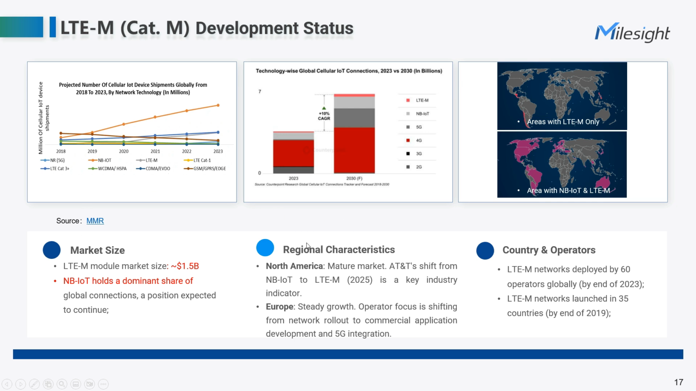In North America, LTE-M is already quite mature. As I just mentioned, AT&T plans to shut down its NB network in 2025 and fully switch over to LTE-M, which really sets the tone for the market. The main use cases there are asset tracking and smart metering. Meanwhile, in Europe, LTE-M continues to develop steadily. Operators are shifting focus from large-scale network deployment to deepening commercial applications, and they're working closely on integration with 5G. Here as well, LTE-M is mainly being used in asset tracking applications.